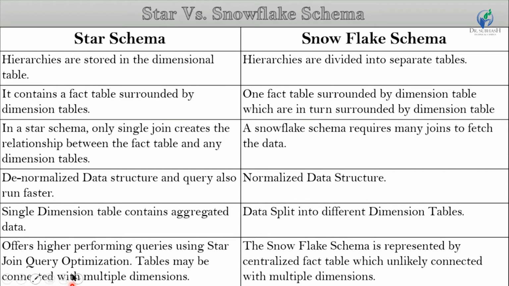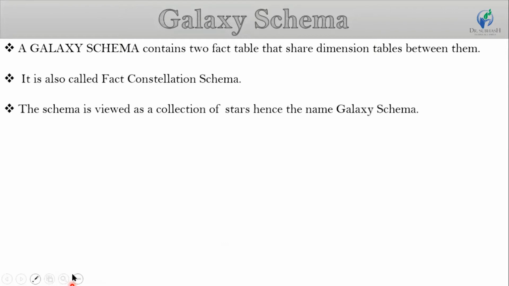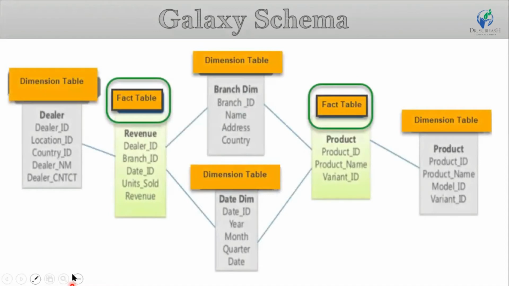Now I explain our last schema, which is galaxy schema. A galaxy schema contains two fact tables that share dimension tables between them. It is also called fact consolidation schema. The schema is viewed as a collection of stars, hence the name galaxy schema. Now consider this example. In this example, we have seen two fact tables and the others are the dimensions.